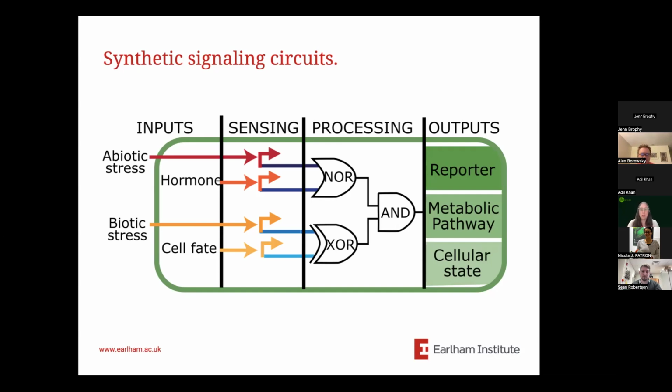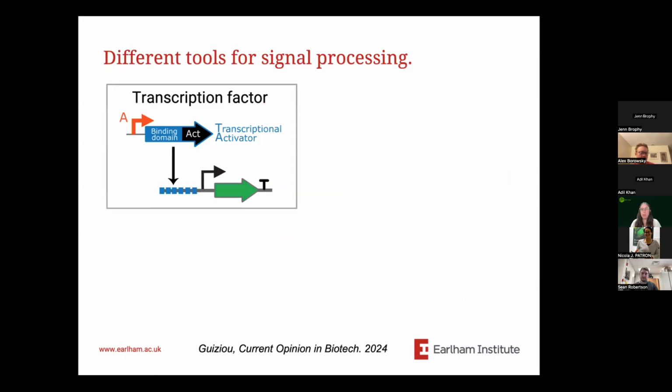And then we can have a lot of different outputs that could be some reporters, so some fluorescent protein or other. That could be the production of some metabolic pathways, such as expression of an enzyme. And it can also be the switch to a new cellular state or to any other phenotype of interest. And Alex gave a good example here also about development of lateral roots from the system of Gen with this buffer gate. So I will go over these different tools for signal processing.